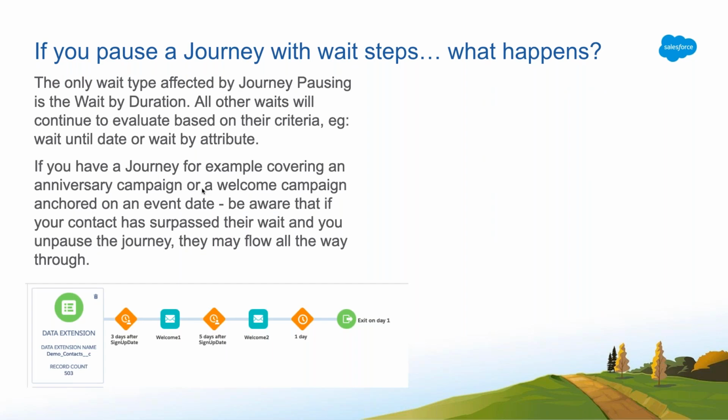But your journeys sometimes have wait steps in. You may have waits by attribute, or you may have waits based on some kind of date. And so you need to be aware of what happens when you pause a journey with wait steps in. Currently, the only wait type that is impacted with a journey pause is the wait by duration. Any other wait will continue to fire as if there had been no change. So if you have an event date that has surpassed, or a wait by attribute that has surpassed, the contact will flow all the way through until they are stopped.